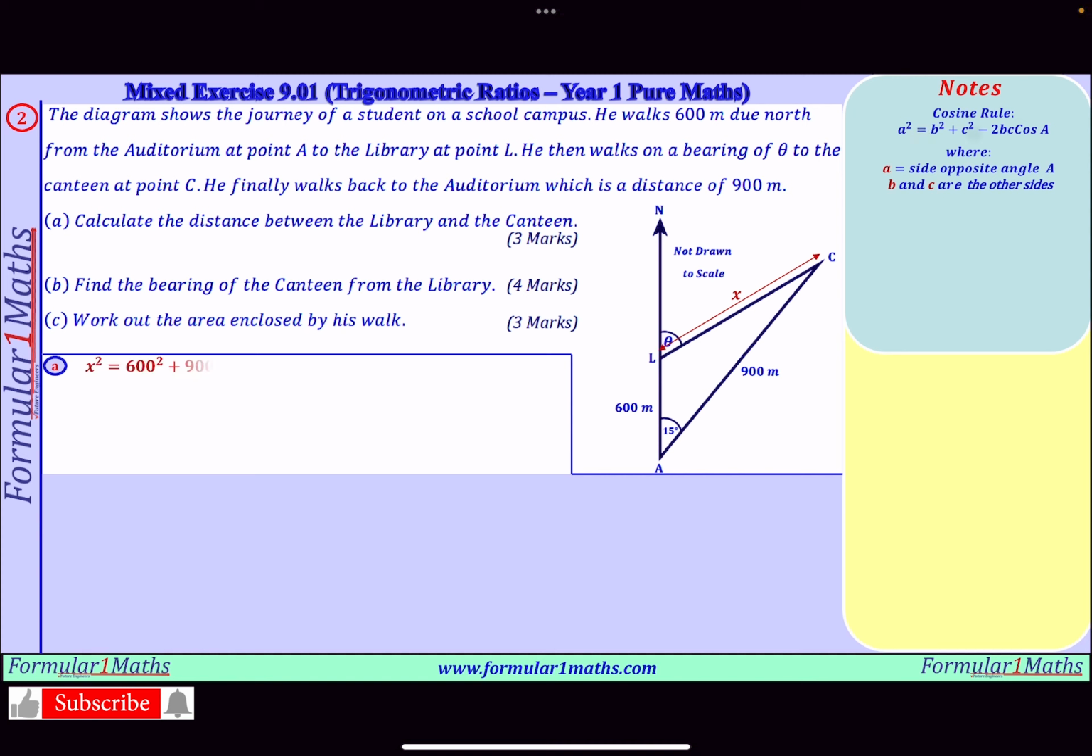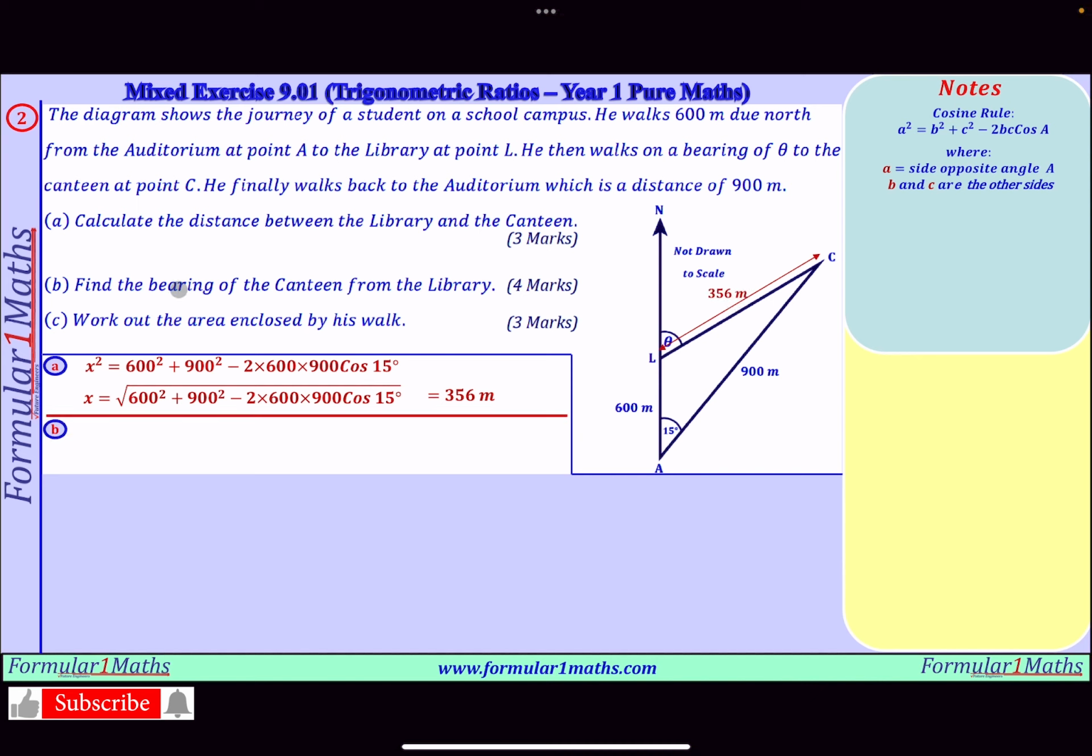And if I do that, I'm going to get x squared is equal to 600 squared plus 900 squared minus 2 times 600 times 900 cos 15. All I have to do now is find the square root of all that. And if I put that in my calculator, I'm going to get 356 meters. So the value of x is 356 meters.